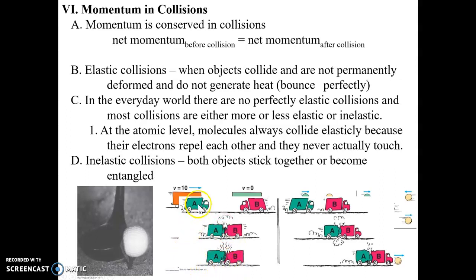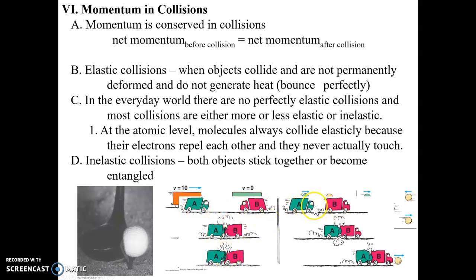Does the momentum of each truck change? Yes. Each one of them had 10 units of momentum. Now both of them have 0. But the net, or the difference between them, is the same. 10 minus 10 is 0. 0 plus minus 0 is still 0.